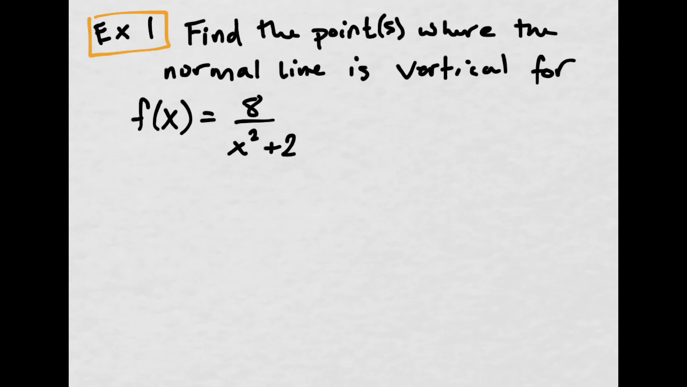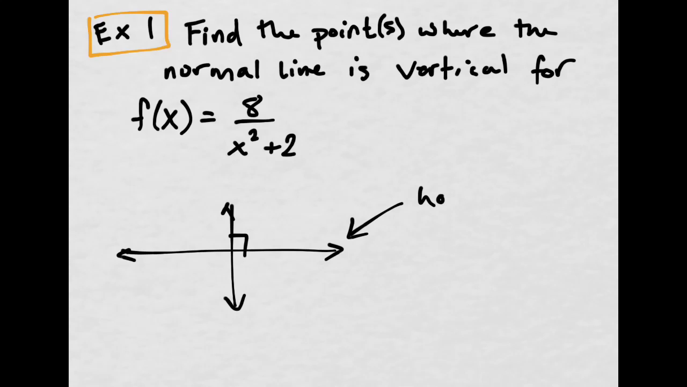That's weird. Vertical lines have a slope that's undefined. How do we say that the derivative is undefined? We don't have to think about that. Since the normal line is perpendicular to the tangent line, if the normal line is vertical, then the tangent line has to be 90 degrees from it. That means the tangent line is horizontal.